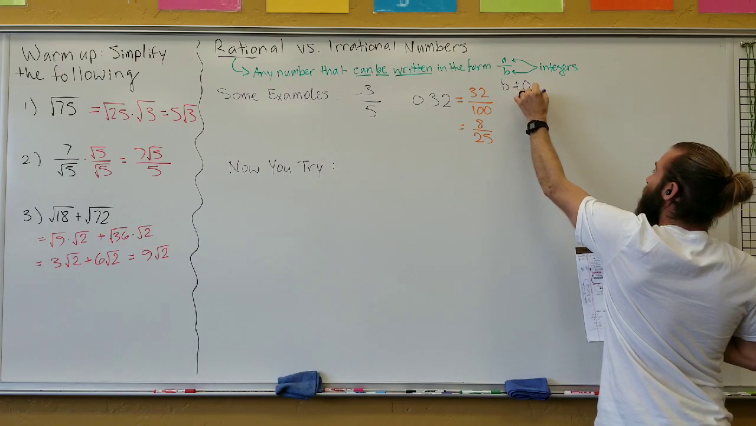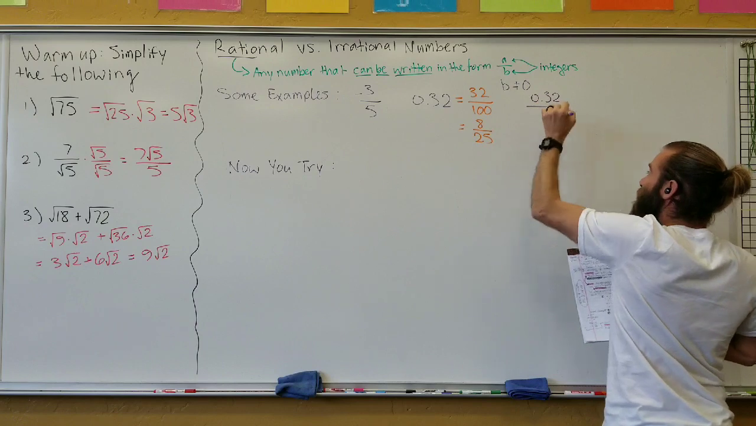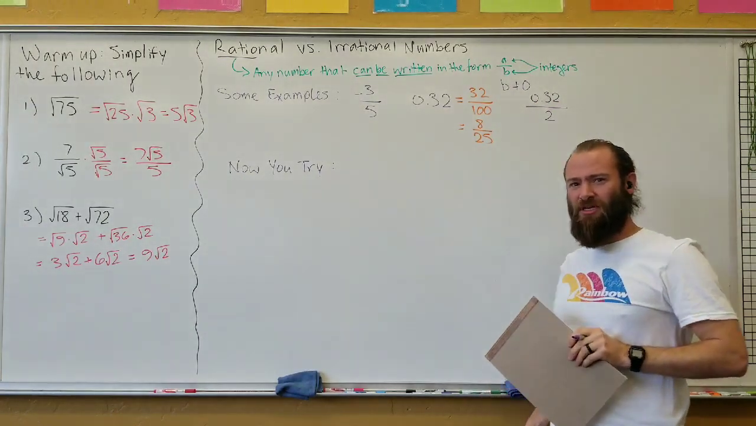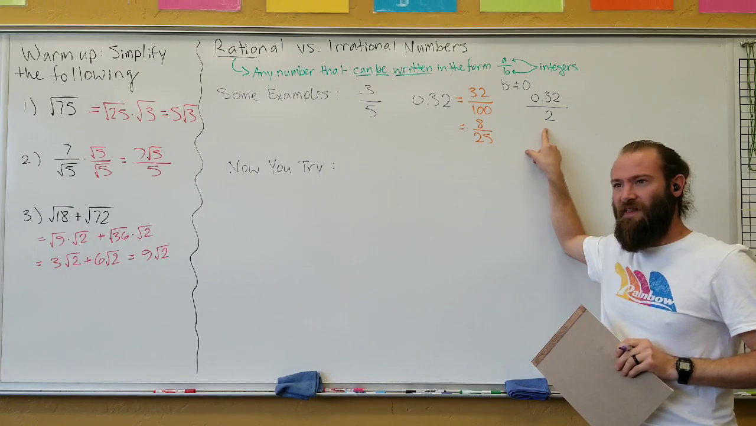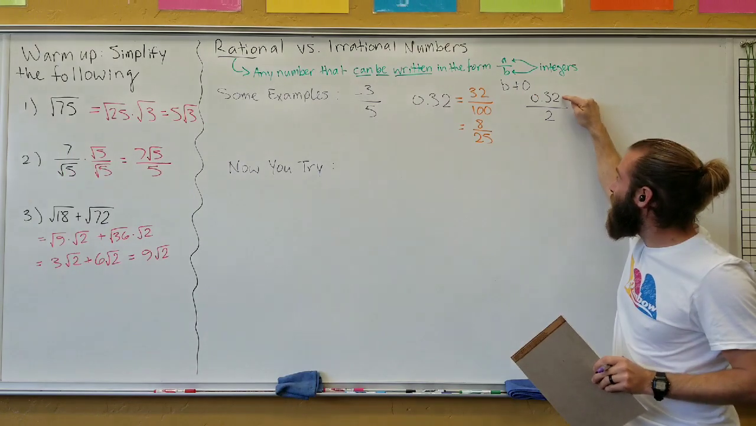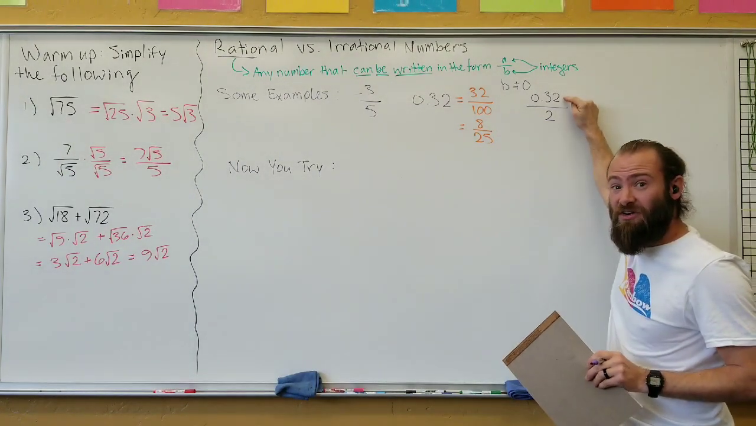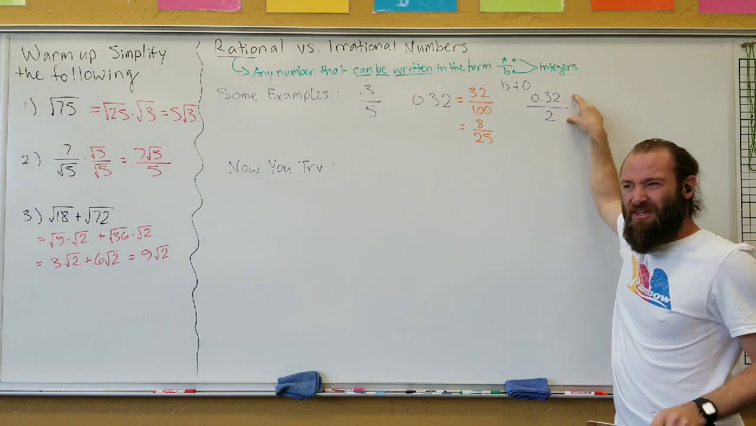How about 0.32 over 2? That's weird because at first it looks like this number is almost rational because it's a fraction. But don't forget, this here is not an integer, right? Both of these should be integers. So what do we do with this?